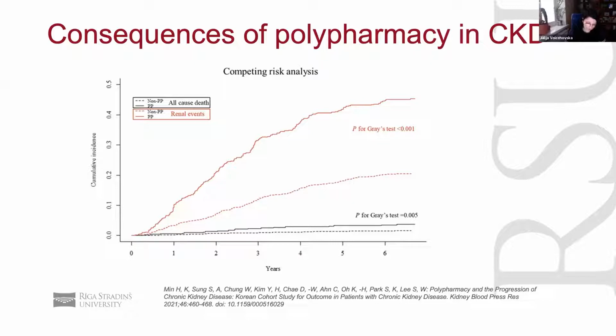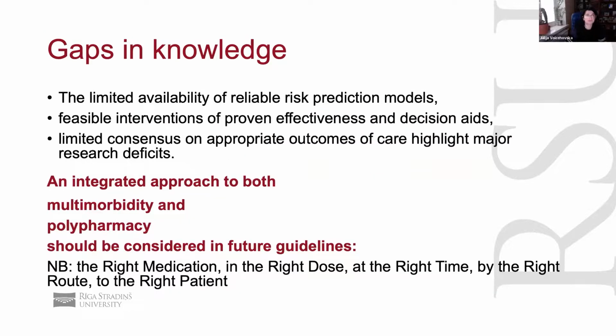So this competing risk analysis reflects cumulative incidence of renal events in patients with polypharmacy, and indeed it confirms the idea that polypharmacy results in quite a high risk of not only kidney insufficiency progression, but also renal events and cardiovascular events.